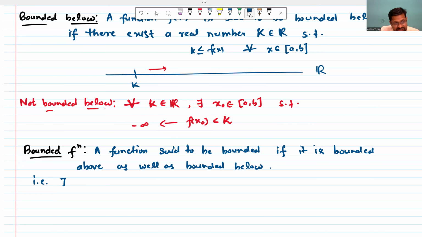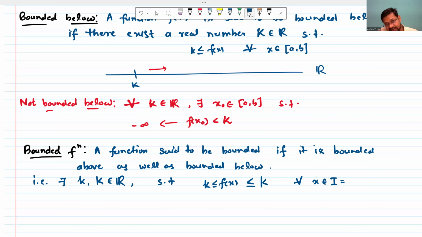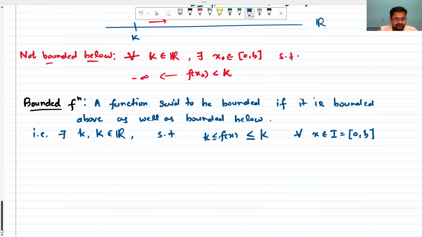It means there exist small k and capital K in R, such that the value of the function always lies between capital K and small k for all x belonging to this interval R. So this type of function is called bounded function. कुछ डिफिनीशंस में इस तरीके से भी लिखा जाता है, जैसे कि आपके टेक्स्ट बुक में जो डिफिनीशन लिखी हुई है वो ये लिखी हुई है, or simply you can reduce the definition like that.